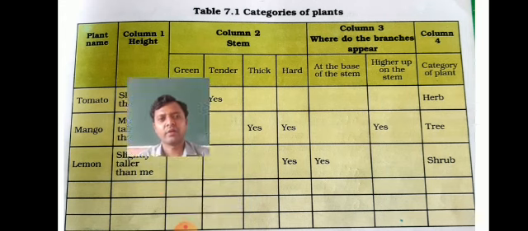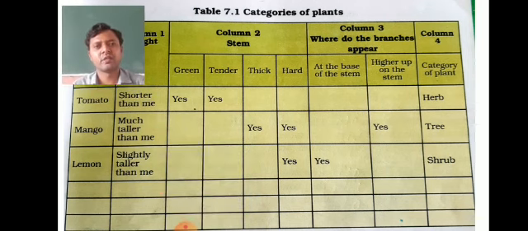So here we have seen table number 7.1, which is very helpful to you all to identify the category of the plant. As per these features we can easily identify whether the plant is a shrub, herb, tree, climber or creeper. Hope you all have understood these 5 main types of plants in detail. In the next video we will discuss the further parts.